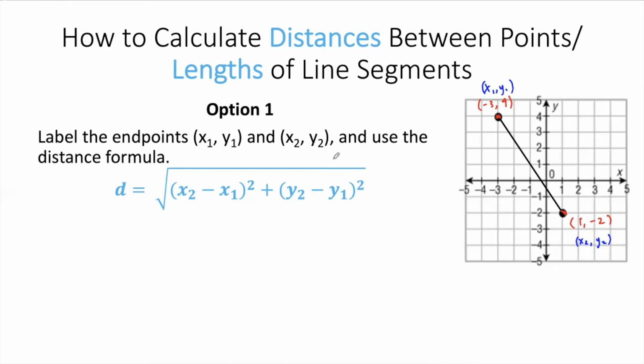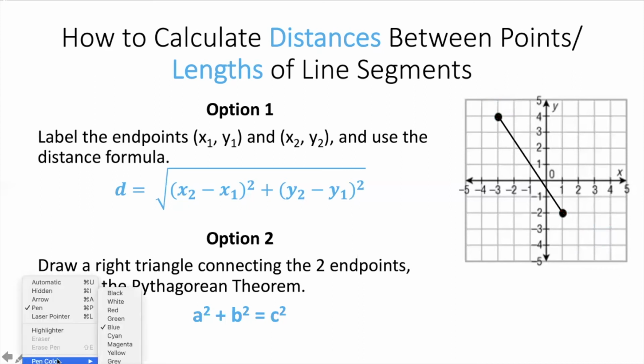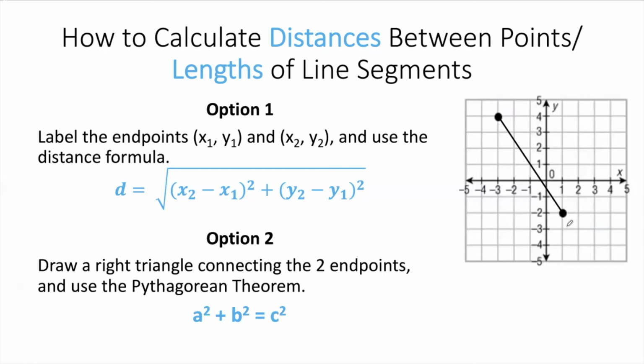Now, what I think is probably an easier option, option 2, instead of having to use a formula, you can draw a right triangle connecting the two endpoints and use the Pythagorean theorem. So I'm going to clear what I've drawn on here so far. Looking at those two endpoints on the graph, I'm going to draw a right triangle connecting them. And it does not matter if you draw the triangle down here below the line segment or up here above it. Either way, the triangle will have legs that are the same length.